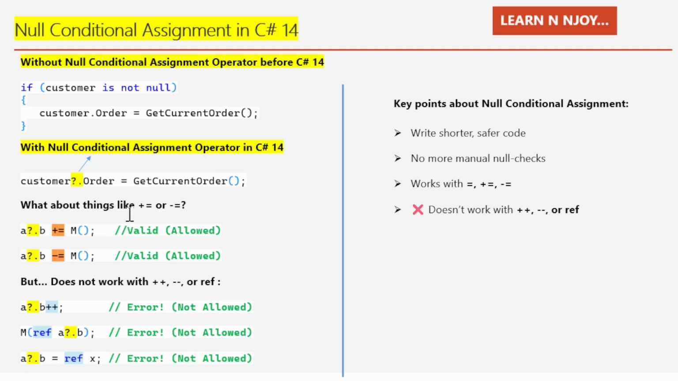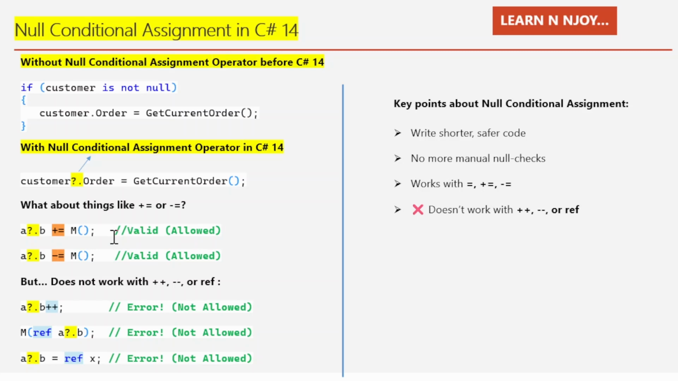What about things like plus equal or minus equal operators? These are nothing but compound assignment operators. They add or subtract a value instead of just assigning it. So now you can do something like this. A?.B += M(), calling the M method. And this statement is valid to write. That's what I have written as valid and allowed over here.